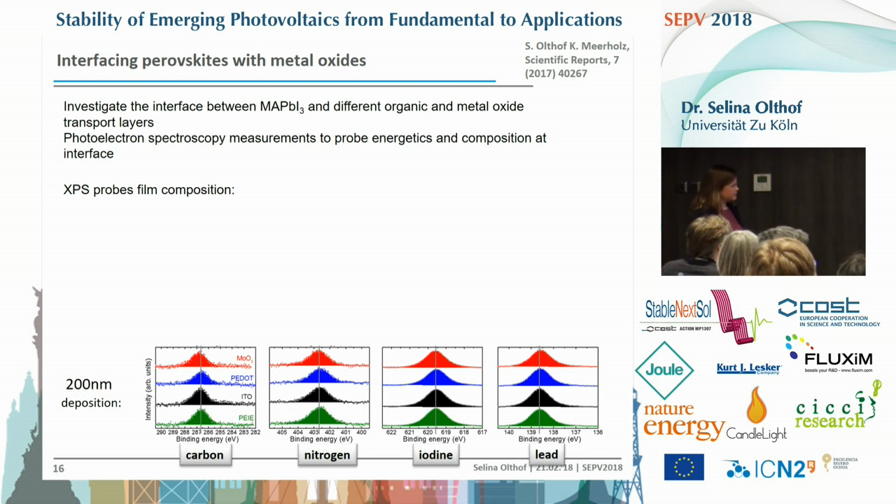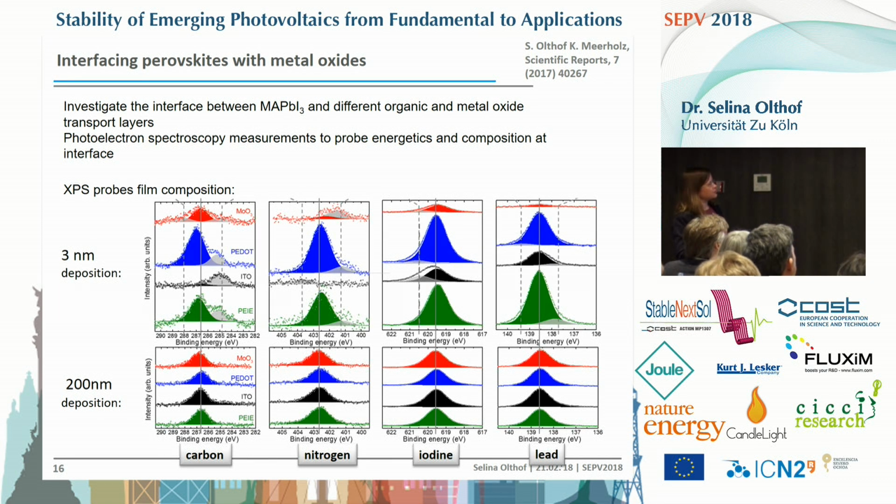So what you see down here are XPS measurements of thick perovskite films. So after I put down 200 nanometers on 4 different substrates, right? The PIA, the ITO, the PEDOT:PSS, the molybdenum oxide. And these are the carbon peaks. These are the nitrogen peaks, iodine peaks, lead peaks. So they look all the same on all 4 substrates, and this you would expect. These are thick films. They are not supposed to look any different on the different substrates.